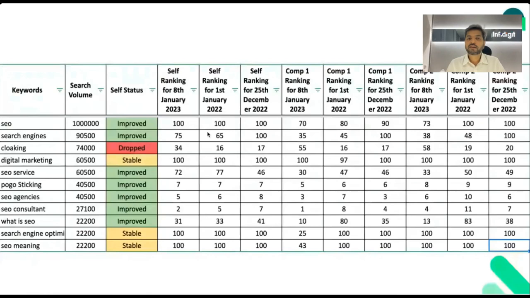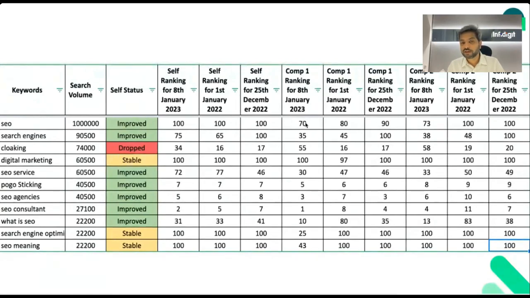In the subsequent week, you will add one column ahead and again put the rankings. So after a few weeks, let's say after 3 weeks, you will get the rankings like this: my previous ranking was 100 for this particular keyword called search engines, then it improved to 65, then it became 75, something like this for yourself. Then there are the rankings of your competitor one. You will check the rankings of the same keywords.